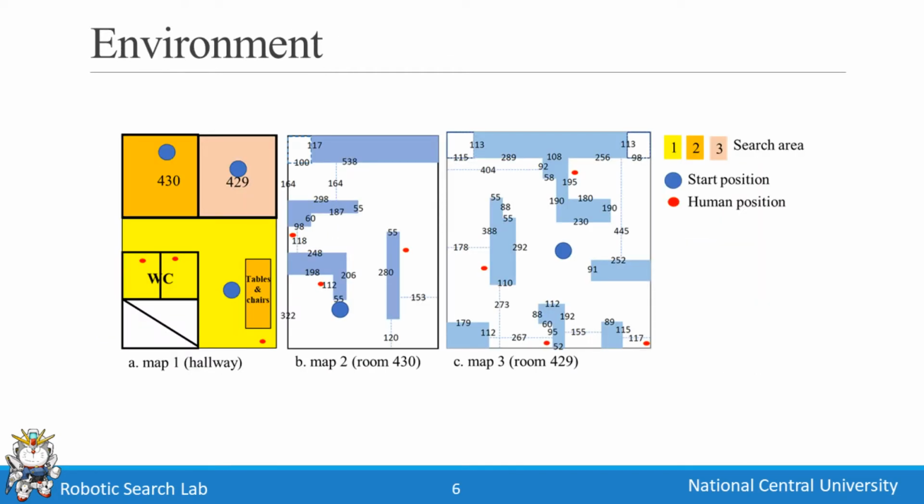The experimental environment is a hallway and 2 rooms at Hongjing Building, National Central University. The dimension of the experimental space is 20 by 20 square meters. In each map, the UAV starting location is at the blue point. The red points are the locations of the victims, and the location of the victim is different for each experiment.